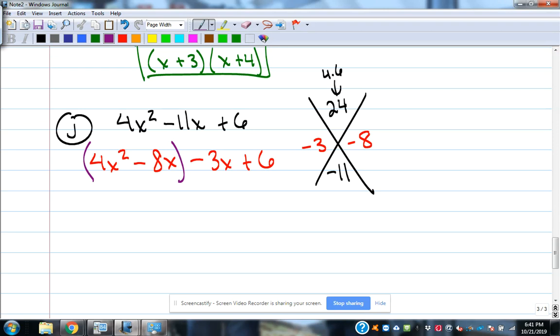What's the GCF of the first two? 4 and what else? X. What's that leave in the parentheses? X minus how much? 2, because 2 times 4 would give me 8.